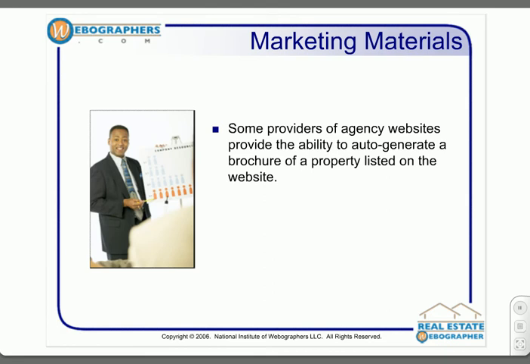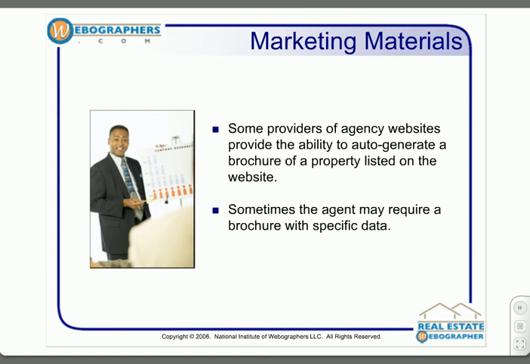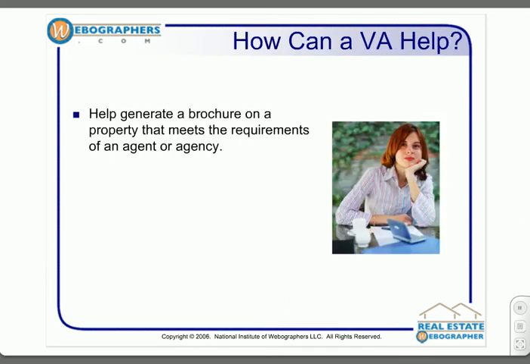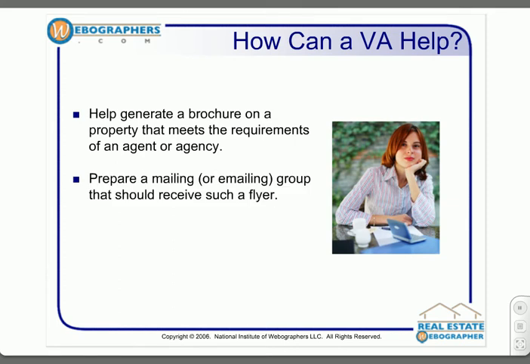Some providers of agency or agent websites provide the ability to auto-generate a brochure of a property listed on a website. Sometimes, the agent may require a brochure with specific data. A virtual assistant can help generate a brochure on a property that meets the requirements of an agent or agency. A virtual assistant, if they provide contact management services to an agent or agency, may prepare a mailing or emailing group that should receive such a flyer.